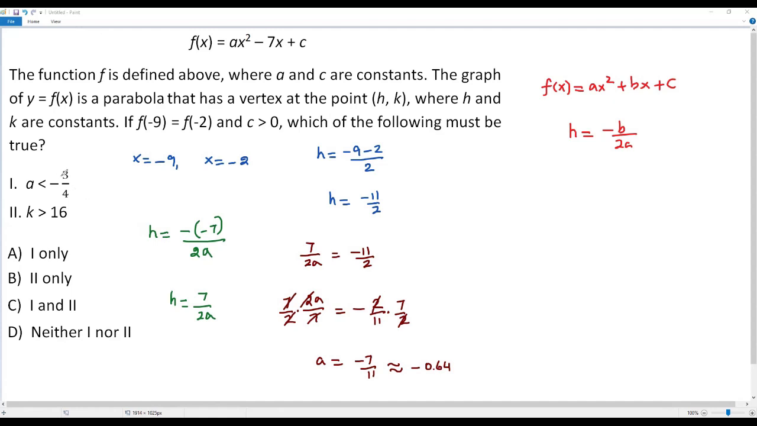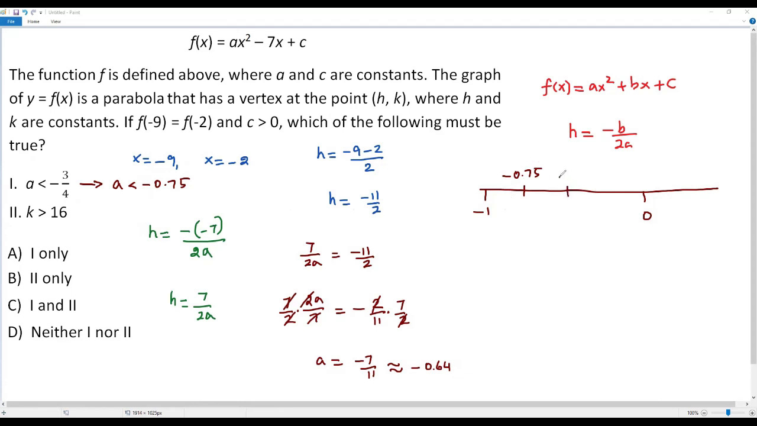Now let me consider the first statement over here, that is a is less than negative 3/4. What is the value of negative 3/4? That is exactly negative 0.75. That is, a is less than negative 0.75. Now let me take the number line and let me take 0 over here and negative 1 over here, and we'll have this value negative 0.75 about here. Let me mark it. And we have this value negative 0.64 to the right of negative 0.75.